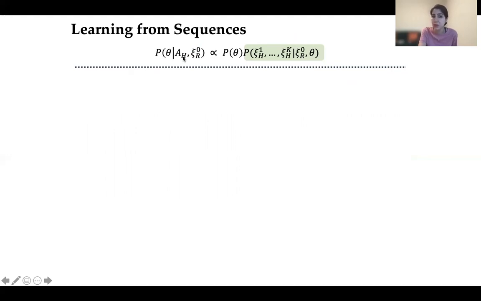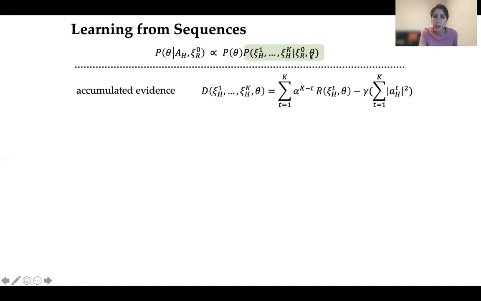Here is a sequence of corrections provided by the human and the original robot trajectory. Using Bayes' rule, I can write that out based on the prior and my probability of observations, which is the probability of that sequence of trajectories, because now I'm going to use the trajectories given psi r, the robot's trajectory, and theta. Okay. So that is the only thing I need to compute. So the question is, where does this come from?